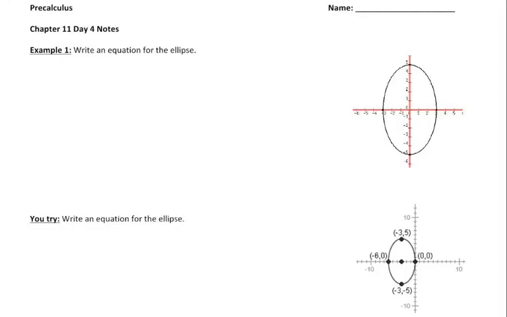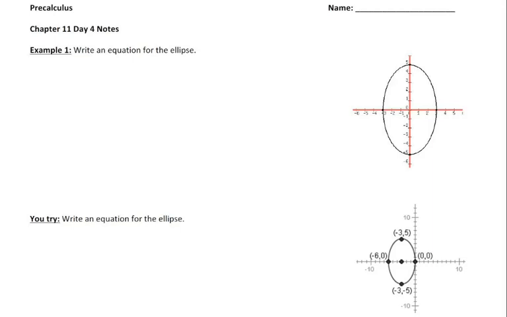So for Chapter 11, Day 4, we are going to continue to talk about ellipses, and the primary focus of the notes today will be to write equations either from a graph or from specific given information. So for example 1, we're asked to write an equation for the ellipse that is given.